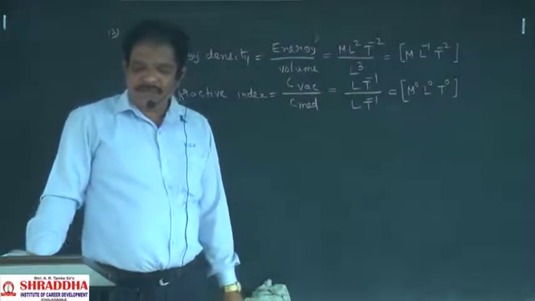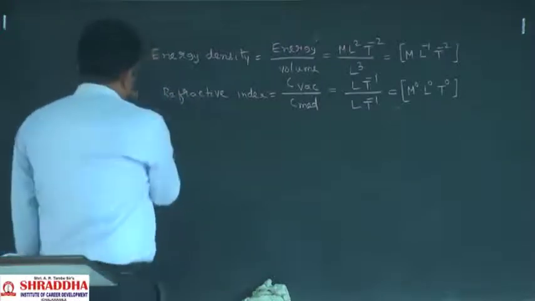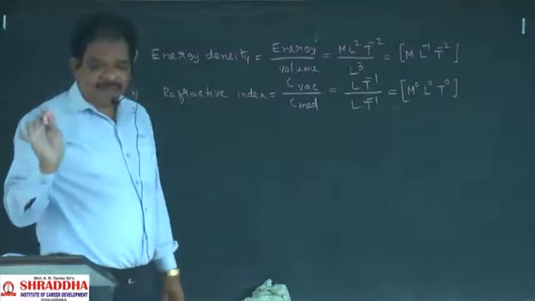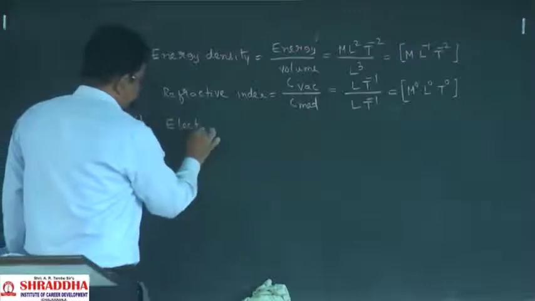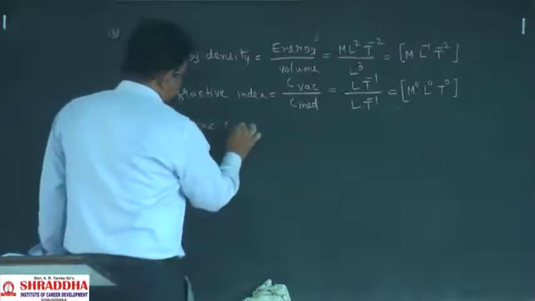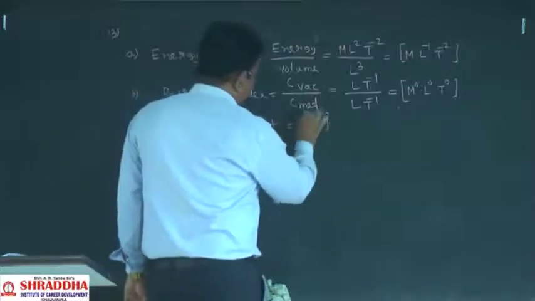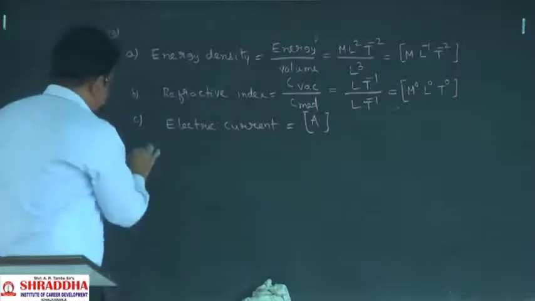Third one will be electric constant. Printing mistake, it is electric constant, not electric current. Electric current is a fundamental quantity. Its dimensional formula will be A.